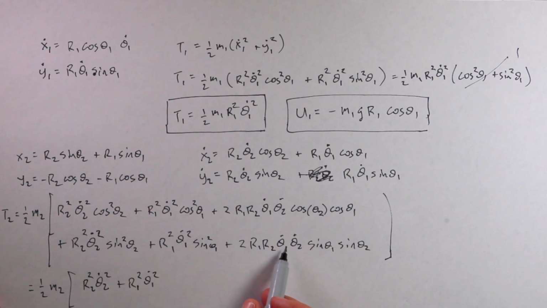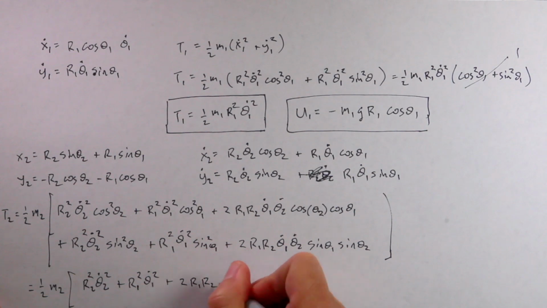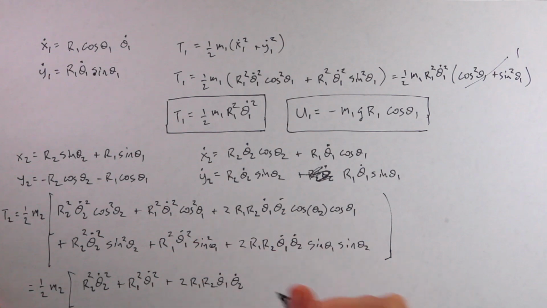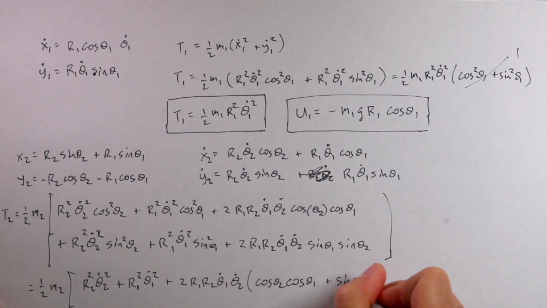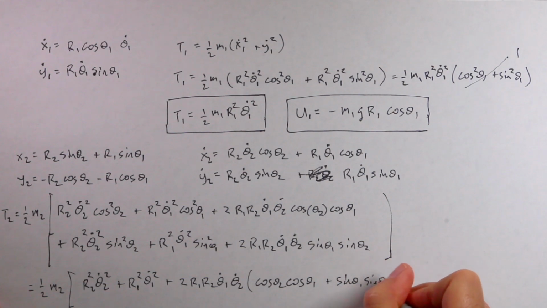Now I'm going to factor out this. So I'm going to say plus 2 R1 R2 theta 1 dot theta 2 dot times cosine theta 2 cosine theta 1 plus sine theta 1 sine theta 2.